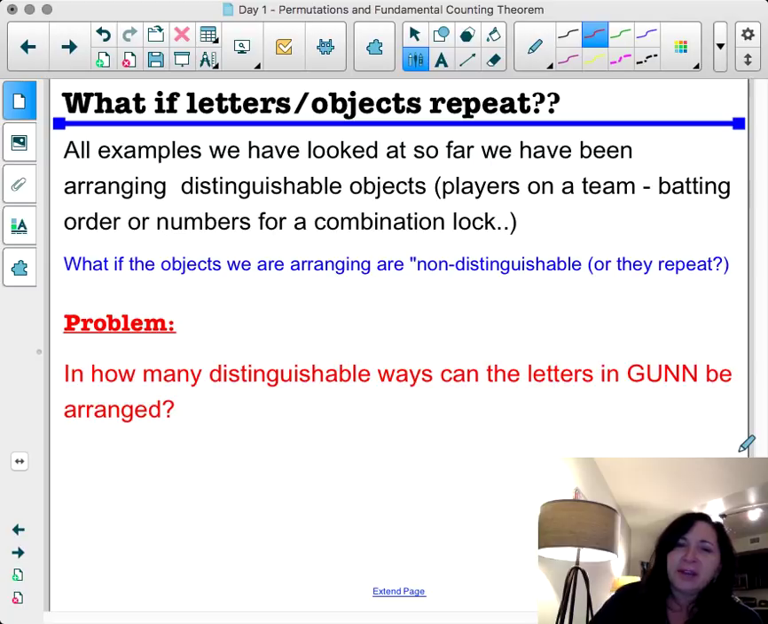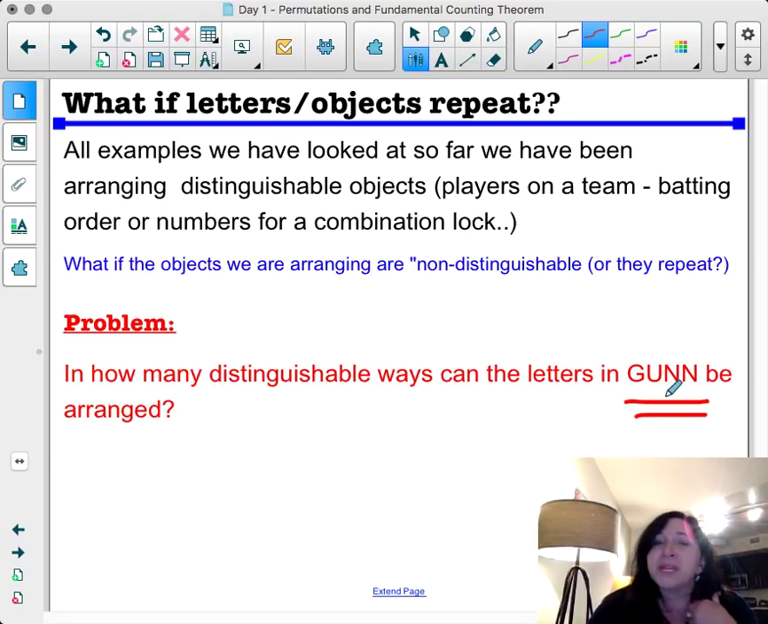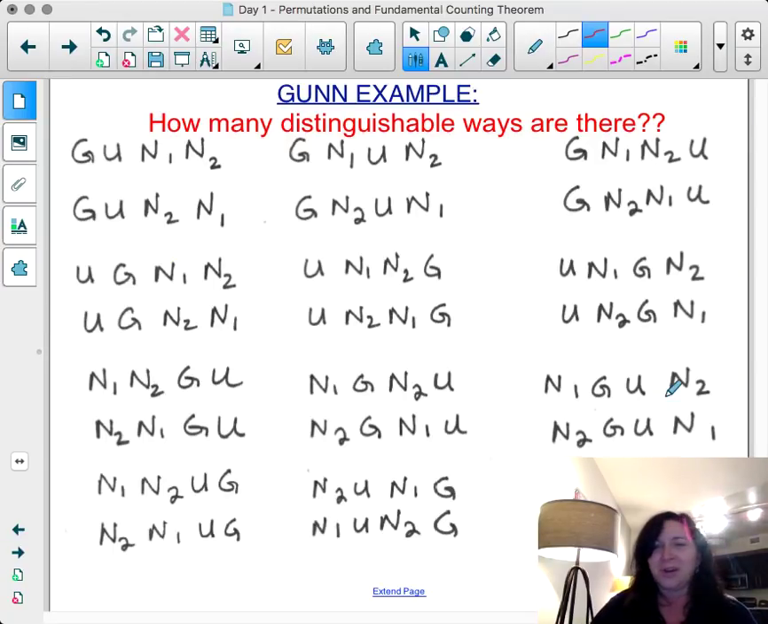So how many distinguishable ways can the letters of gun be arranged? So what if these letters repeat? What happens then? All the examples we looked at have been arranging distinguishable objects. But what happens if we have letters that repeat? Have you ever tried rearranging the letters of gun? How many ways do you think there are?